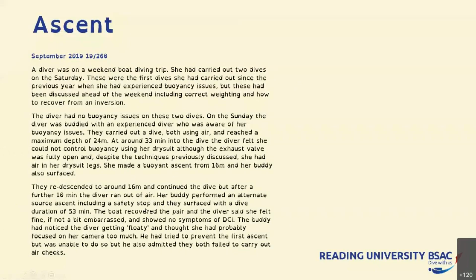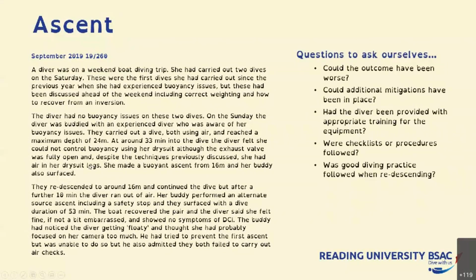I recovered them. Both were a bit embarrassed. No symptoms of DCI, so lucky there. And the buddy who noticed the diver getting too floaty thought that she probably focused on the camera too much. And they both admitted to failing to carry out air checks, which is almost a cardinal sin, isn't it, in diving?